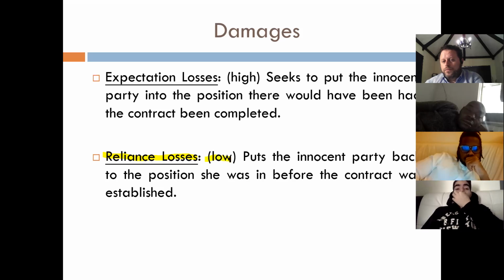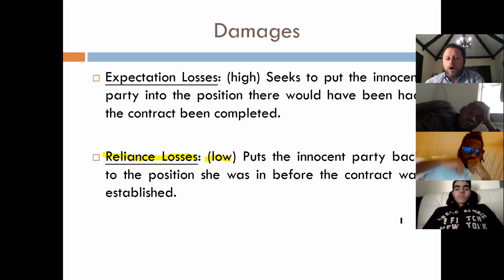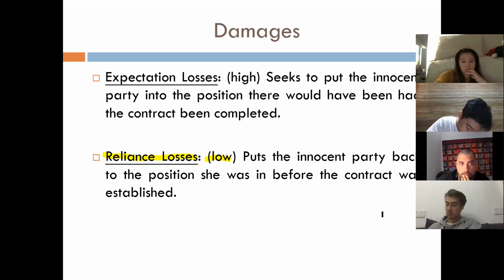This is low. But it does put me, I'm innocent, and it puts me back where I was before the contract was established. And we should remember this language from torts. Right? So I get my money back. We're all good. What am I going to ask for, though? I don't want 100,000. What do I want? 300. Nicola, yes.